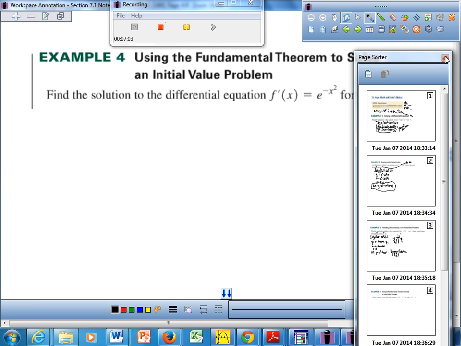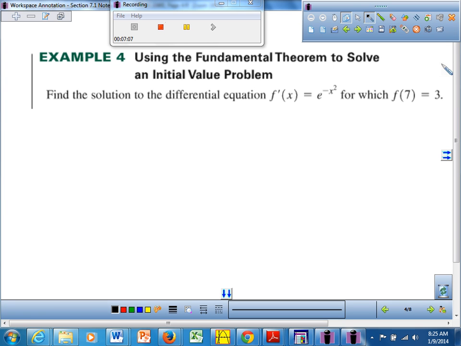All right, this is a problem in this book. I don't think I've run into it in my other book, but it was kind of an interesting problem. It kind of forces you to do a problem a certain way. There are one or two like this in the homework, so I wanted to make sure you had seen them before. It says using the fundamental theorem to solve an initial value problem.